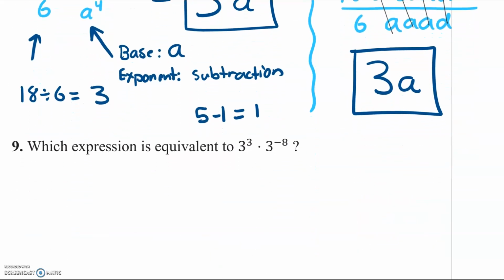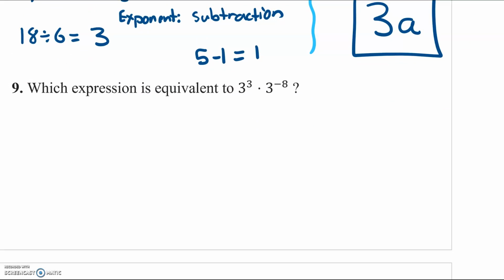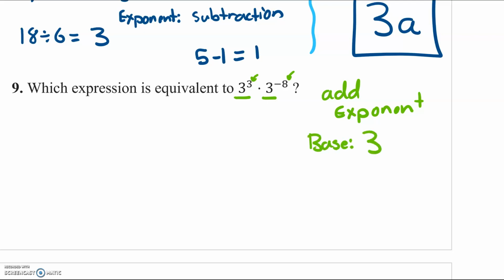All right, question number 9. Which expression is equivalent to 3 to the 3rd times 3 to the negative 8th? So basically that means we want to combine these together. They have the same base of 3, so we can combine their exponents. Since we see multiplication here, we're going to add the exponents together. Okay, so first I'll show you how we do that. So our base stays as 3. And then our exponents, we got to add those together. So I'm going to add 3 plus negative 8, which is going to equal negative 5. So I am going to get an answer of 3 to the negative 5th power.